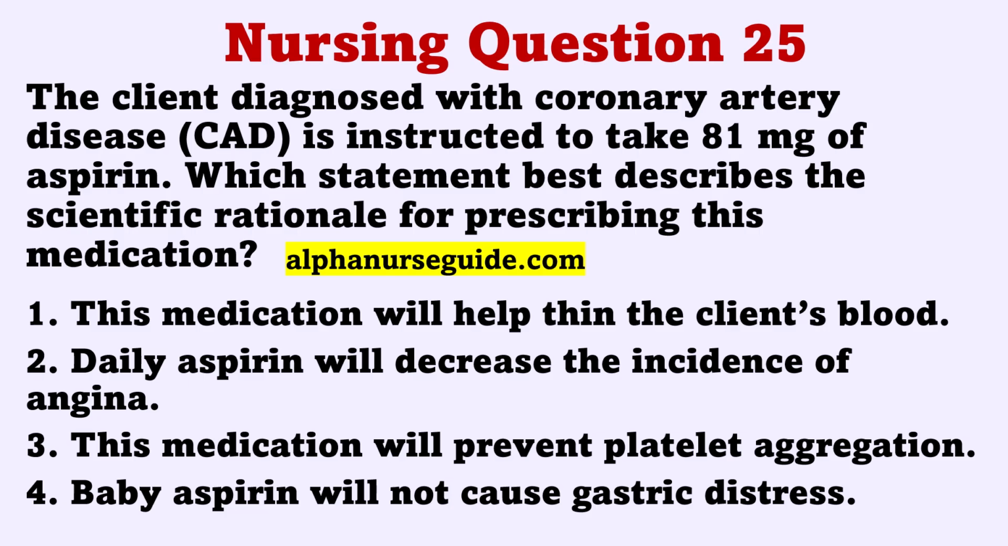The correct answer is 3. This medication will prevent platelet aggregation. When 81 milligrams of aspirin, a baby aspirin, is taken daily, it helps prevent platelet aggregation, which, in turn, helps the blood pass through the narrowed arteries more easily.